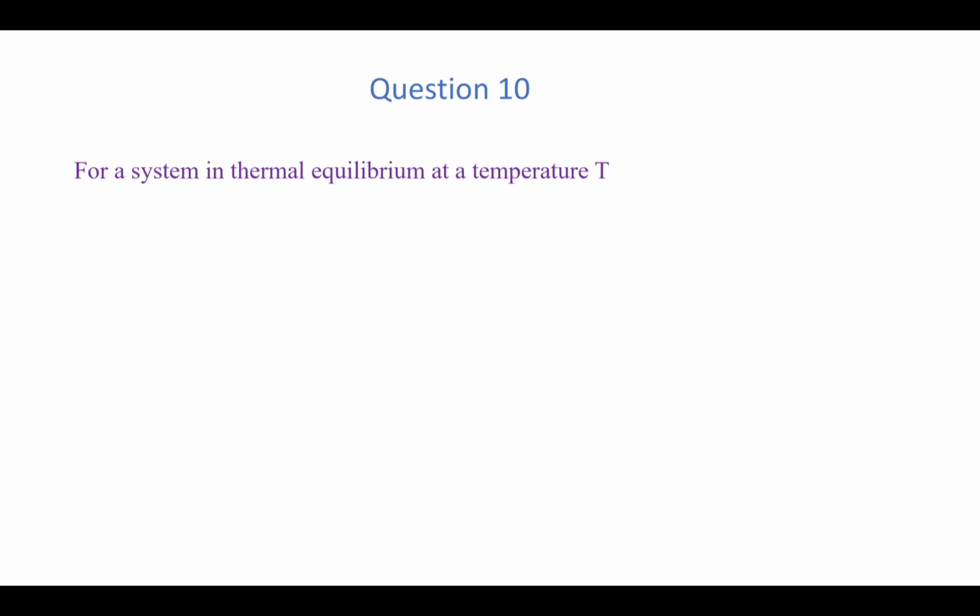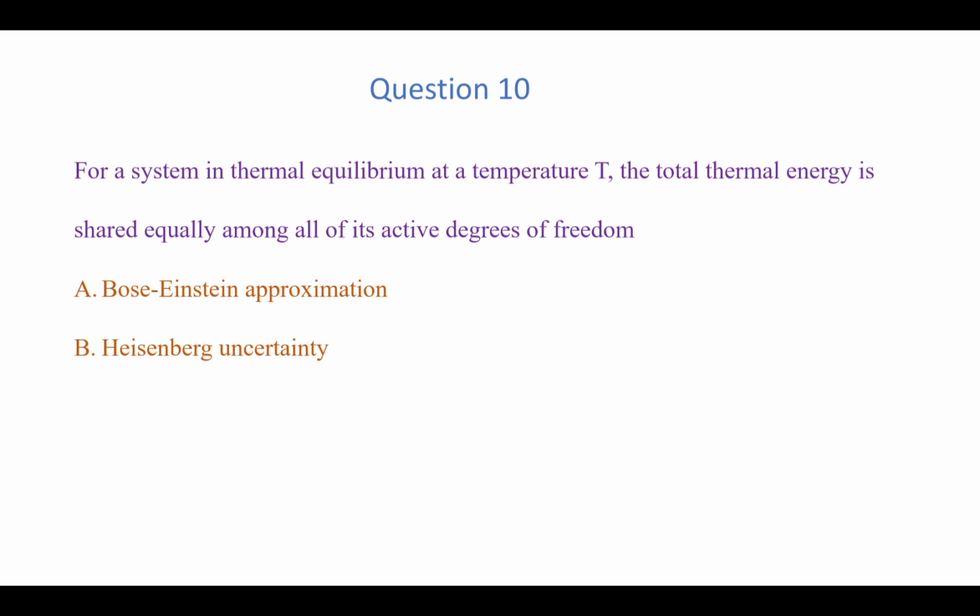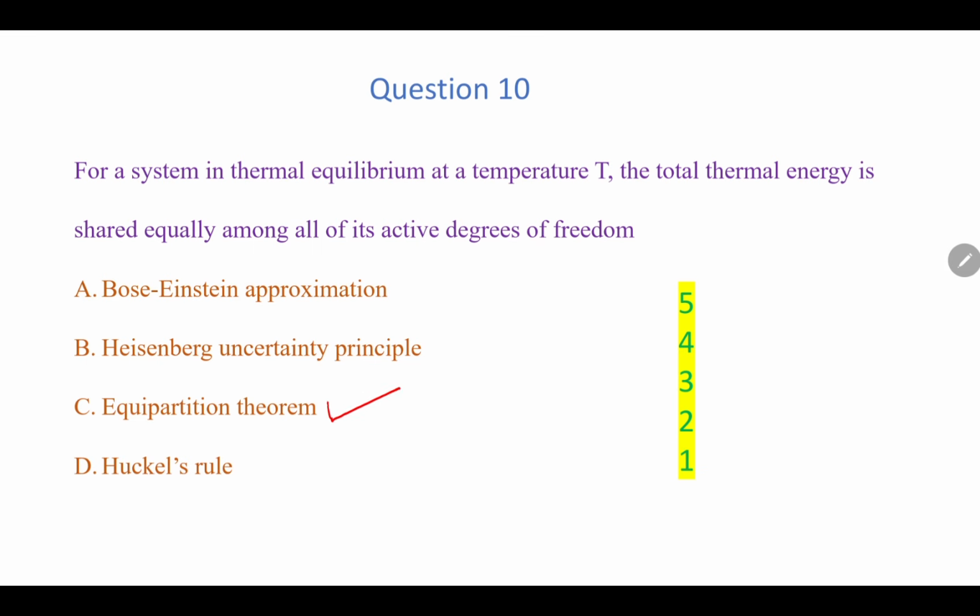For a system in thermal equilibrium at a temperature T, the total thermal energy is shared equally among all of its active degrees of freedom. Bose-Einstein approximation, Heisenberg uncertainty principle, equipartition theorem, Huckel's rule. Your time starts now. Alright, the correct answer is equipartition theorem.